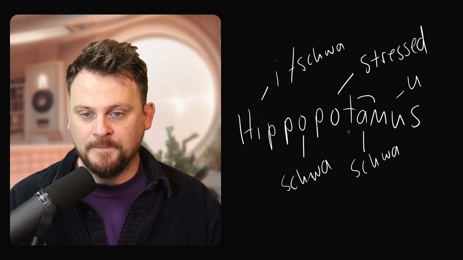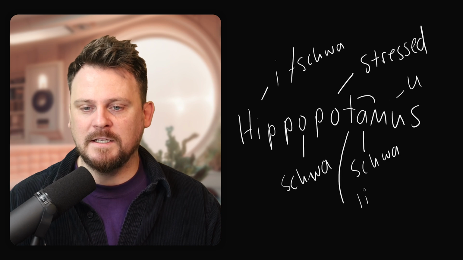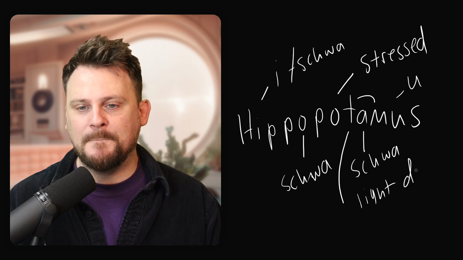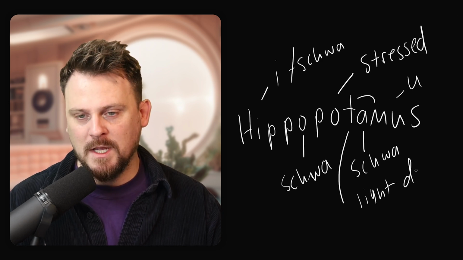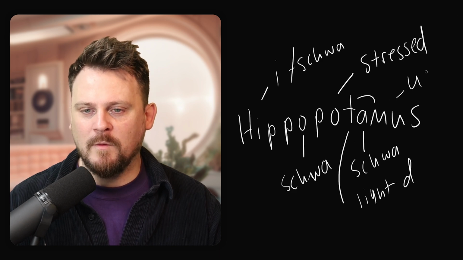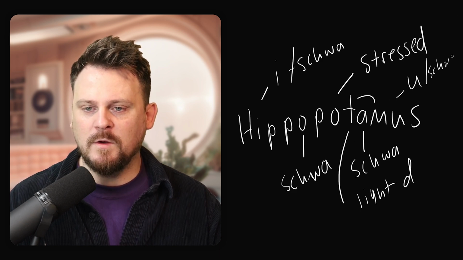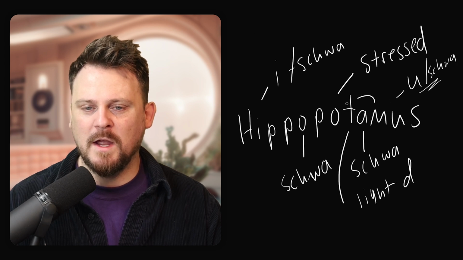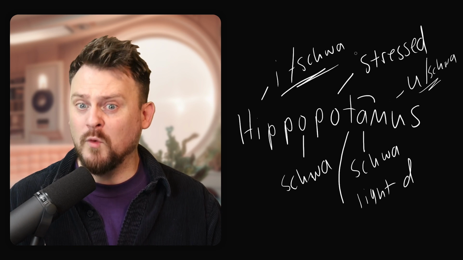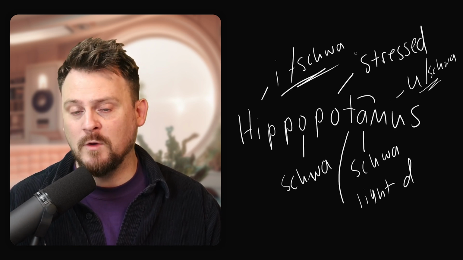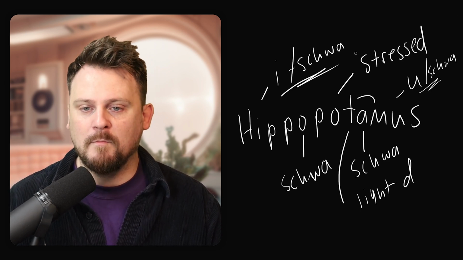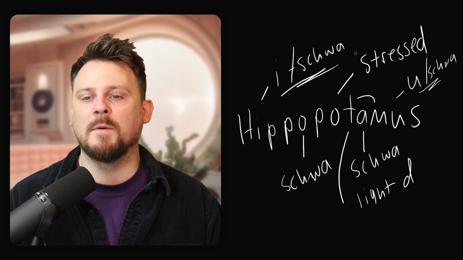Now, the other thing here is that this T is that light D sound we talked about. Instead of potamus, it's probably potamus. I'm leaning toward the schwa on that one. I'm conflicted. And that's okay. I think this one could be either a pretty unstressed short U sound or schwa. I think this one could be a pretty unstressed short I sound or schwa. Okay. So, hippopotamus.